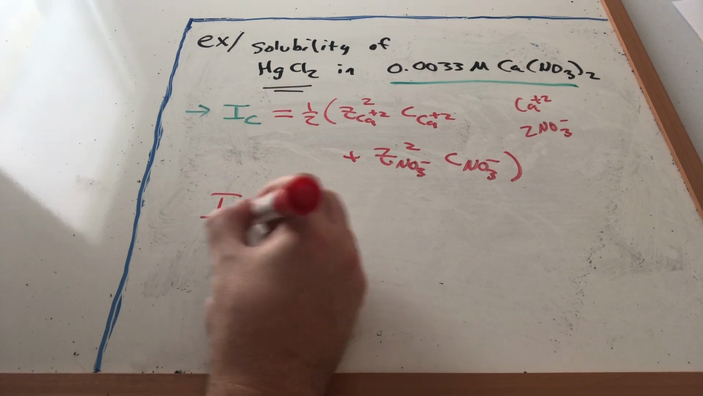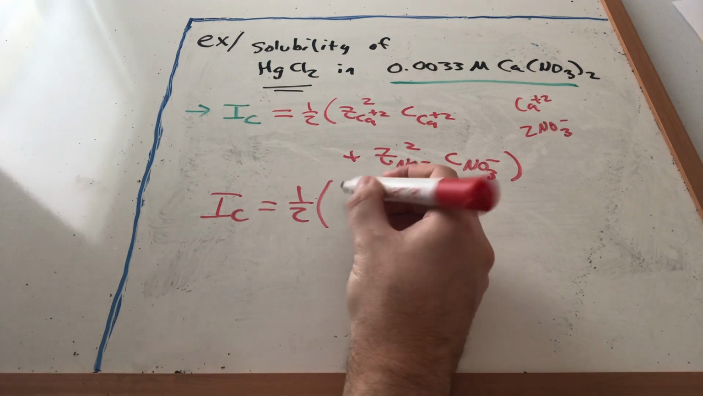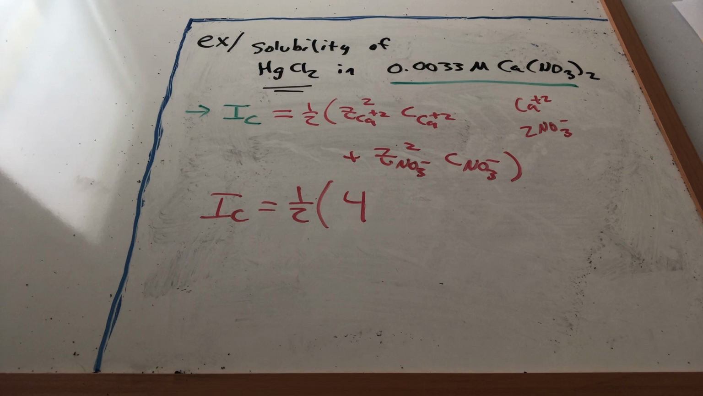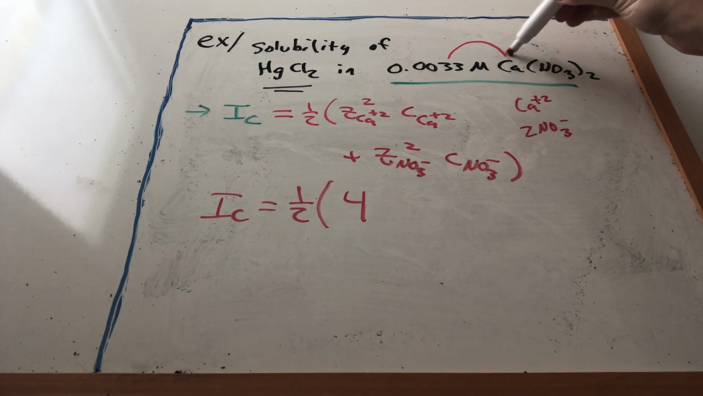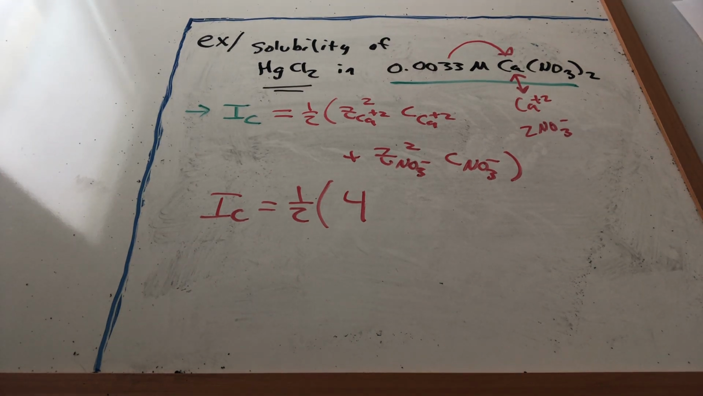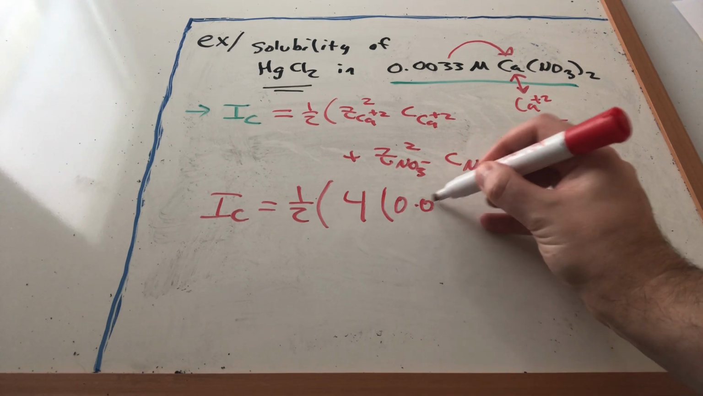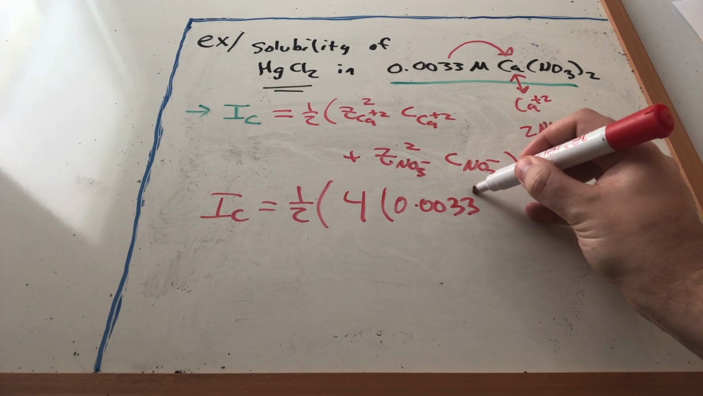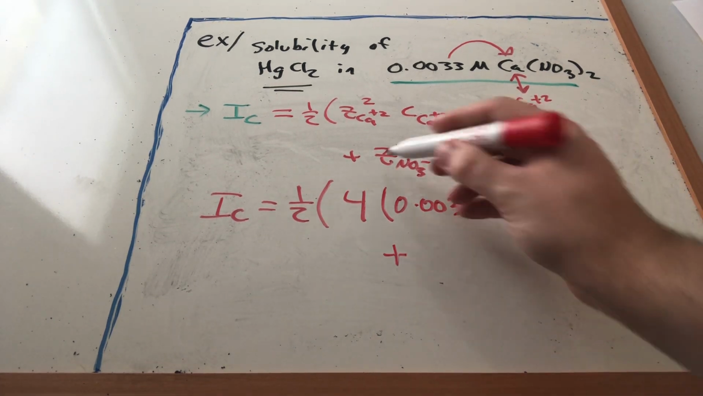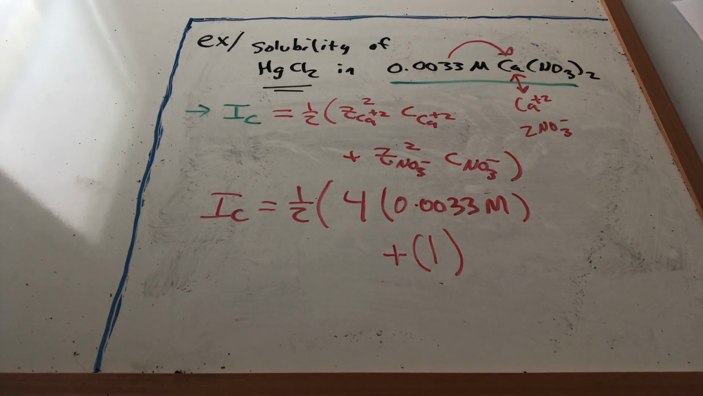I sub c is 1/2. The charge of calcium is 2. 2 squared is 4. Calcium plus 2, here's the molarity of my salt. Calcium has a 1-to-1 relationship with that molarity, so the molarity of my calcium is going to be 0.0033 molar. The charge of my nitrate is 1. Sorry, it's -1, but if I square -1, I get 1.